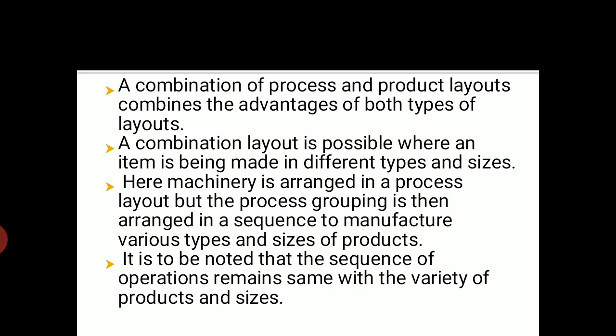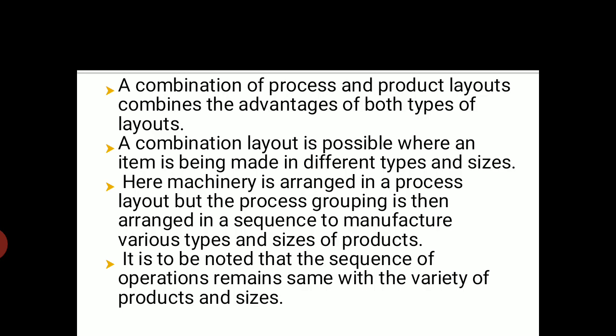Sequence is the characteristic of product layout. This is how both the things are being merged together, and at the end what we have is the combined layout. It is to be noted that the sequence of the operations remains the same with the variety of products and sizes. That means the sequence does not change, right? The sequence of the operation remains the same whatever variety of goods you produce. There may be variation, but the sequence does not change. When you can make such an arrangement, the combined layout is the best option for us, right?